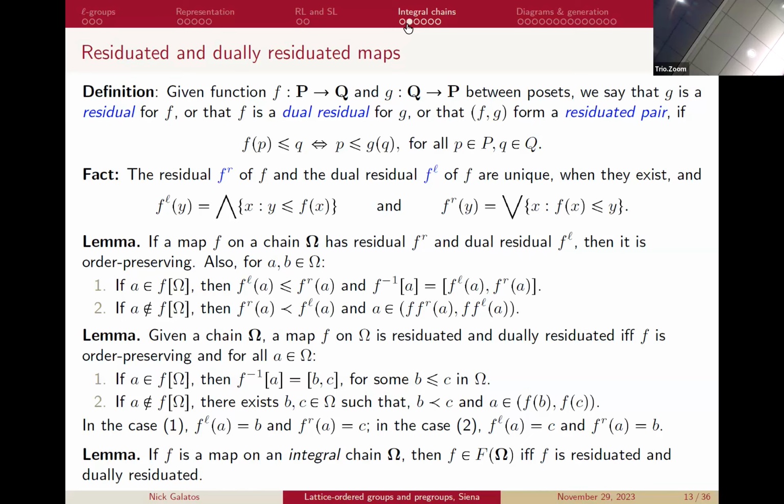That's why integral chains are so nice and we wanted to move to them. So I don't know if this answers the question, but if it's enough to look at integral chains, then this actually happens. But for non-integral chains, this fails miserably.